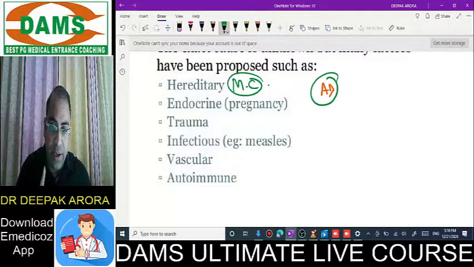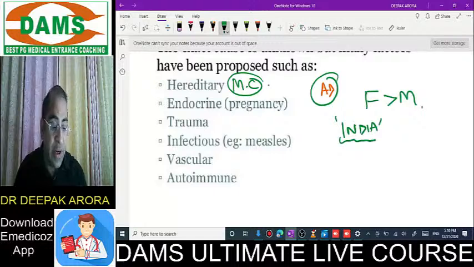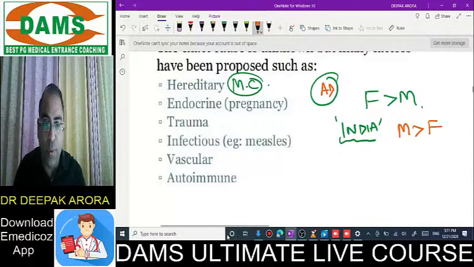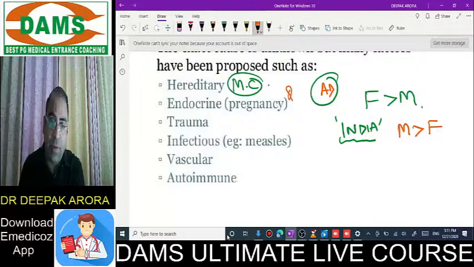Am I understandable? Incidence of otosclerosis is overall more common in females than males. But if the examiner, like in PGI Chandigarh, asks you this point, or in Central Institute, they can ask you: in India, the incidence of otosclerosis is more in males. Important, worth remembering point. So out of multiple factors, endocrine, trauma, infection, vascular, autoimmune, the most important is hereditary. Endocrine is hormonal changes. Pregnancy is one of the important predisposing factors. So if you have attended my lecture before, I always say, if in an ear MCQ the word pregnancy is there, always go for otosclerosis.